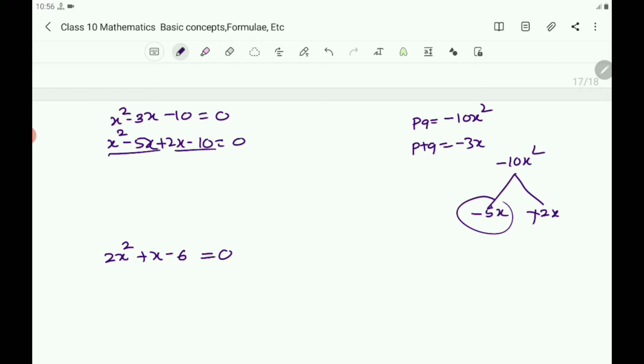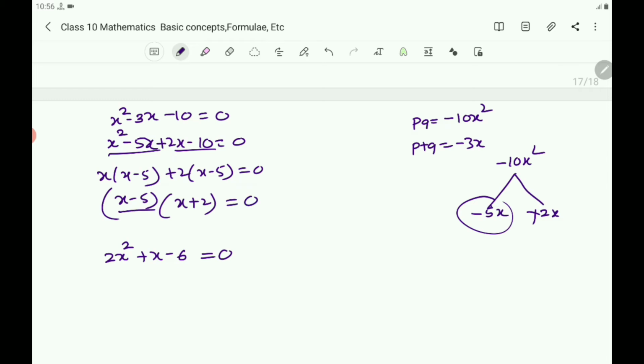So you can take the common factor out. x into x minus 5 plus 2 into x minus 5 equals 0. Here x minus 5 is a common factor, so x minus 5 into x plus 2 equals 0. Now you equate this to 0 and this to 0. So x minus 5 equals 0 or x plus 2 equals 0. Then you will get x equals 5, x equals minus 2. So the roots are 5 and minus 2.